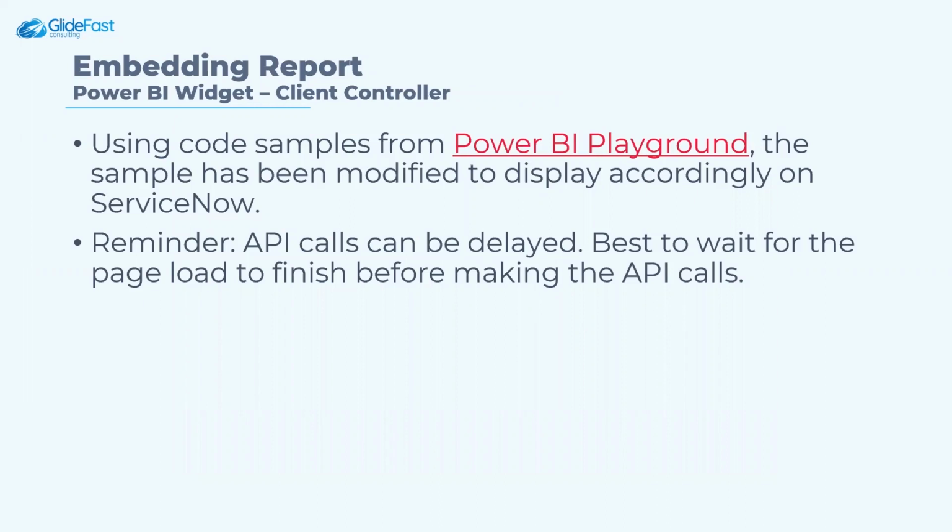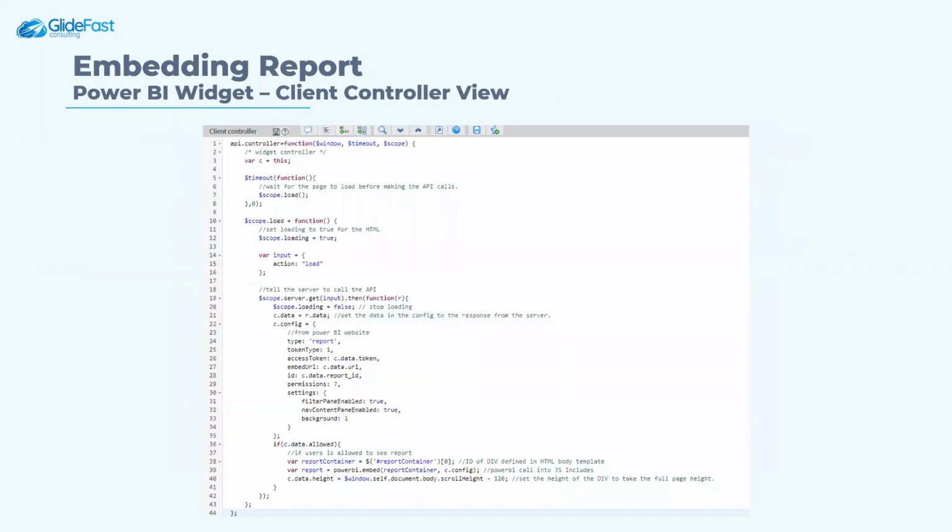So using code samples from the Power BI playground, the sample has been modified to just basically, API calls can be delayed. So we just got to wait for them. So here's our client script. So you can see here, very high level, we're doing a timeout. This is to allow the page to load so that we don't get a blank screen with a tiny little bitty loading in the top left. So we let the entire page load and then we go back to make our calls.